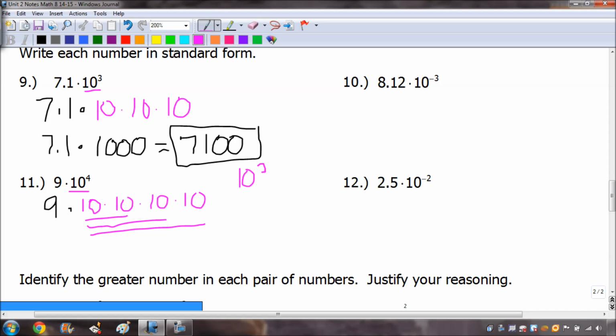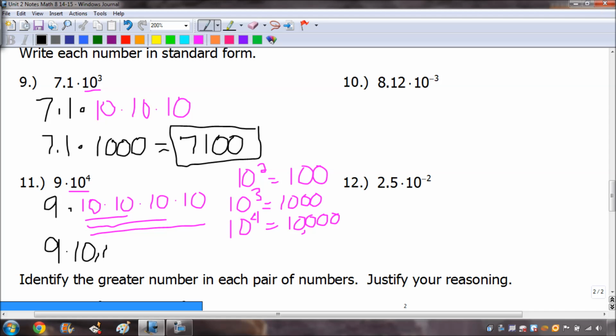This should make sense too: 10 squared is 100, 10 cubed is 1,000. You just keep adding zeros on when you're multiplying it out. So this is 10,000. So you'll end up getting 9 times 10,000, which means you've got 9 sets of 10,000, so your answer is 90,000. There's a shortcut for this, but I don't want to talk about it quite yet. You will learn it, but we're not going to talk about it quite yet.